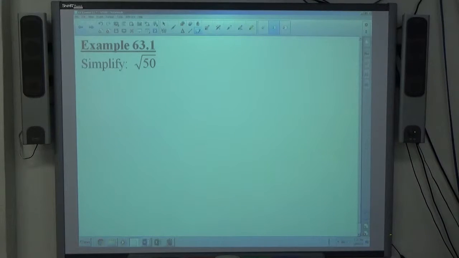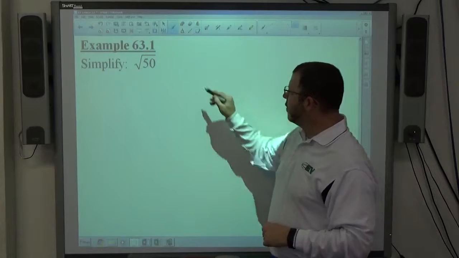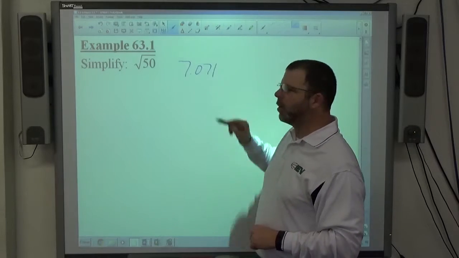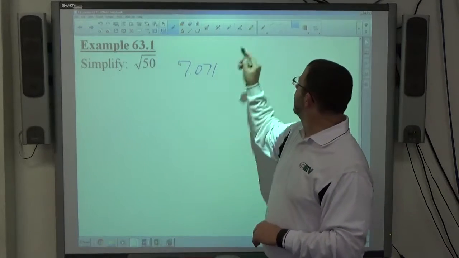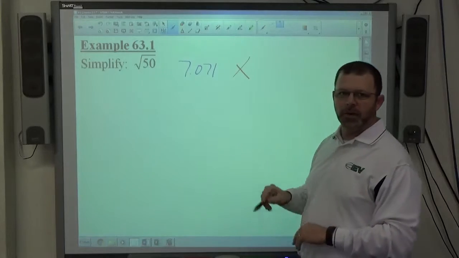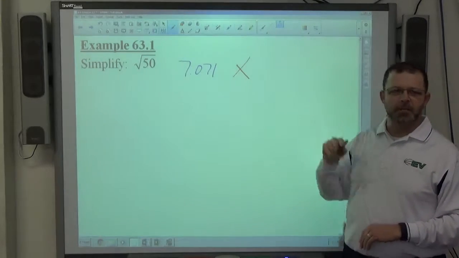On lesson 63, simplify the square root of 50. Now let me warn you about something right now. If you write 7.071, you're going to get one of these cool little red X's next to your work and a little note saying simplify does not mean approximate.